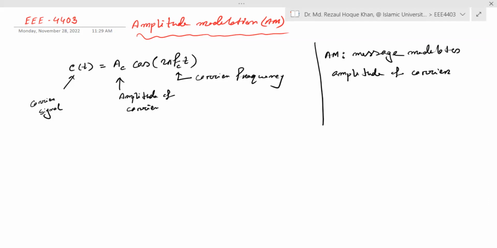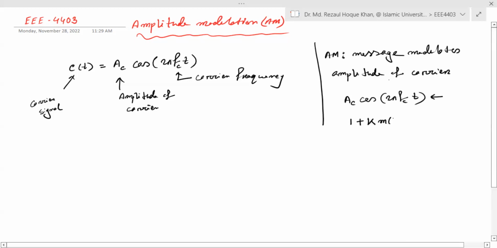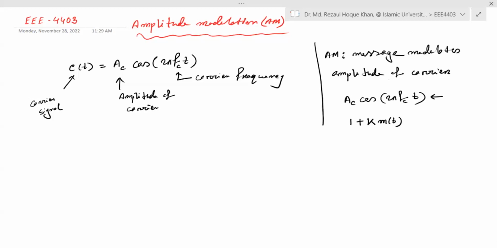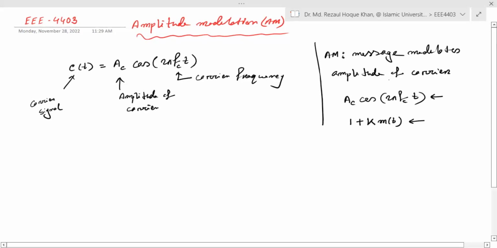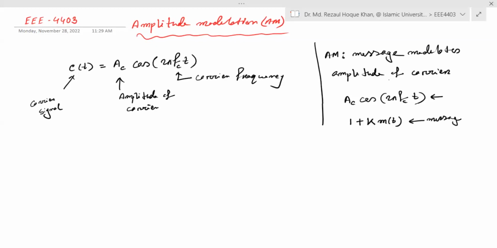Okay. So, what is the message then? So we have Ac cos 2 pi fc t. This is actually our carrier signal. And what is the message term? 1 plus ka m(t). Here is the message, and this is the carrier.